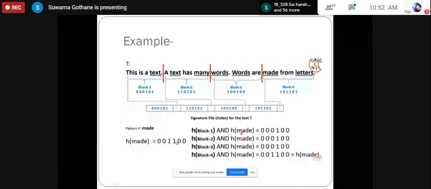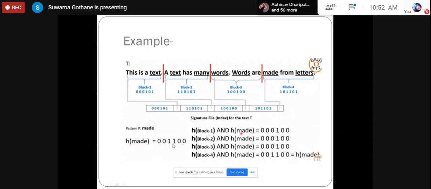Now again, AND operation with this text. Block 2 and this value is ANDed. Block 3 and this value is performing AND operation. Block 4 and this value. In some cases you will get a match, in some cases you may not get a match. Here I got the match 001100, which means the particular text is available in this document, so that document is going to be made available to the user.